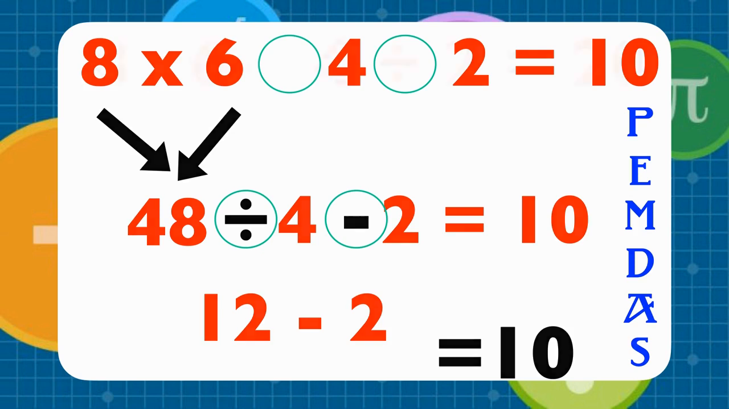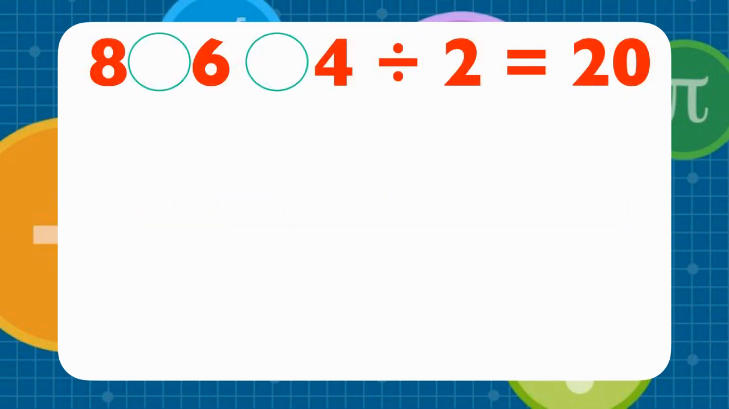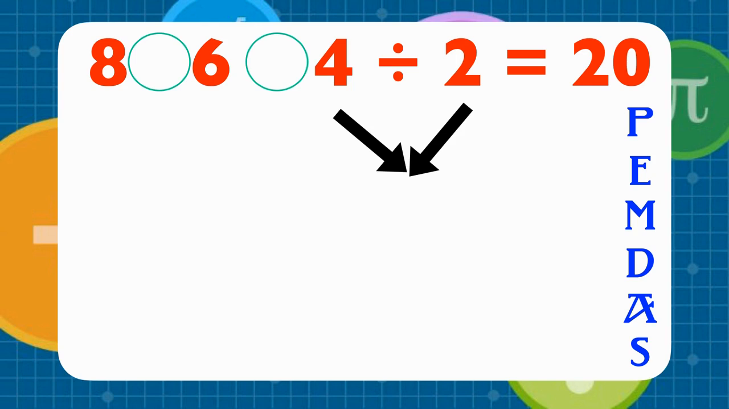Let's look at this one. 8. And then we do something to it with 6. And we do something to it again with 4. And then we divide it by 2 to get 20. This is interesting. Remember? PEMDAS. Once we do that, let's start with what we know. If we divide 4 by 2, we should get 2.